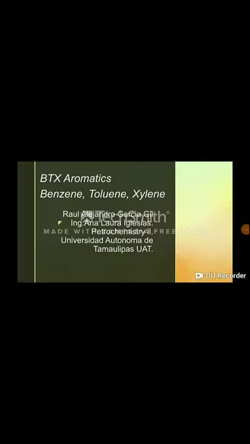BTX, Aromatics, Benzene, Toluene, Xylene. Raúl Alejandro García Gil, Teacher Engineer Ana Laura Iglesias, Petrochemistry 2.